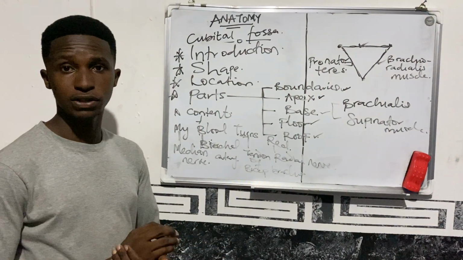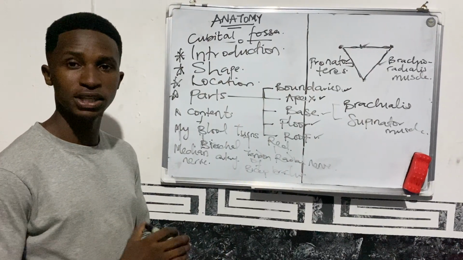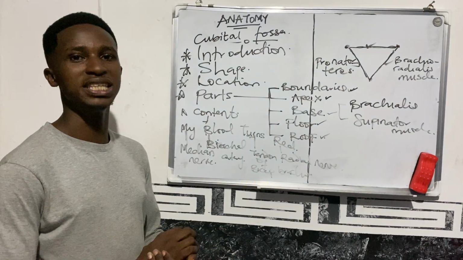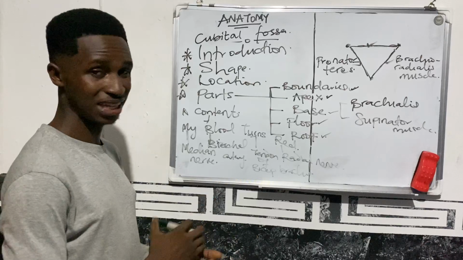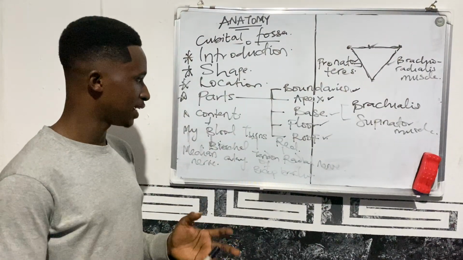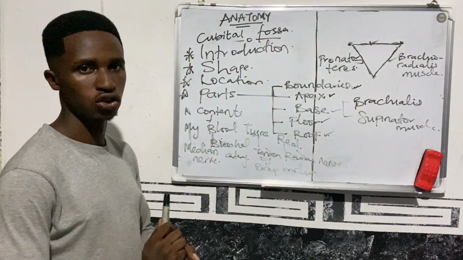When you talk about the superficial content of the cubital fossa, you see superficial veins like the basilic vein, cephalic vein, and median cubital vein. These are the superficial contents of the cubital fossa: basilic vein, cephalic vein, and the median cubital vein.